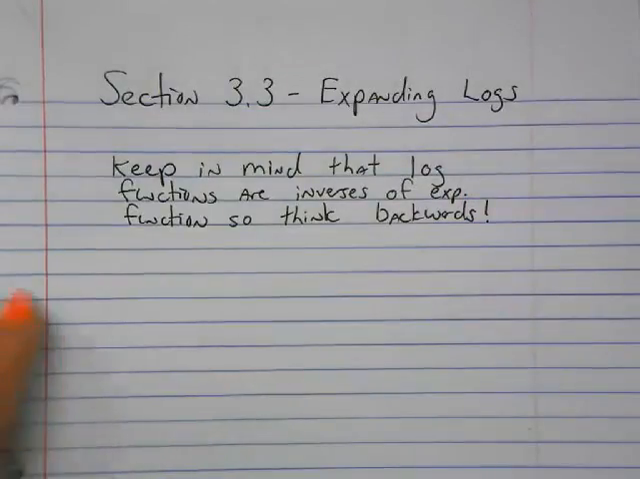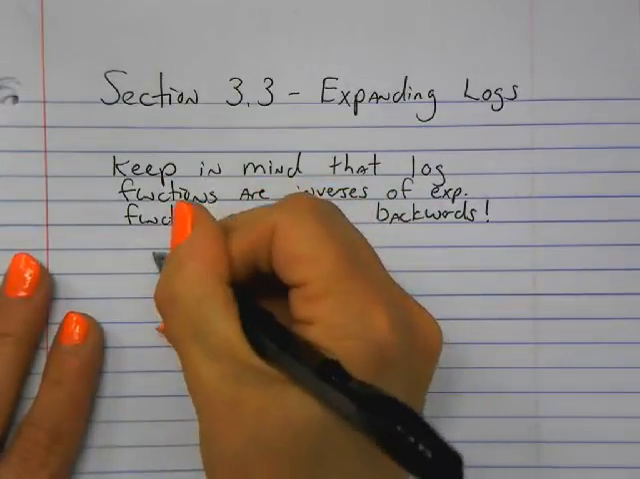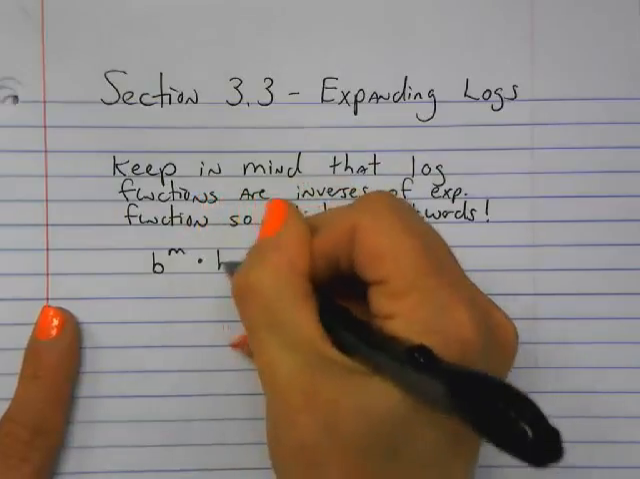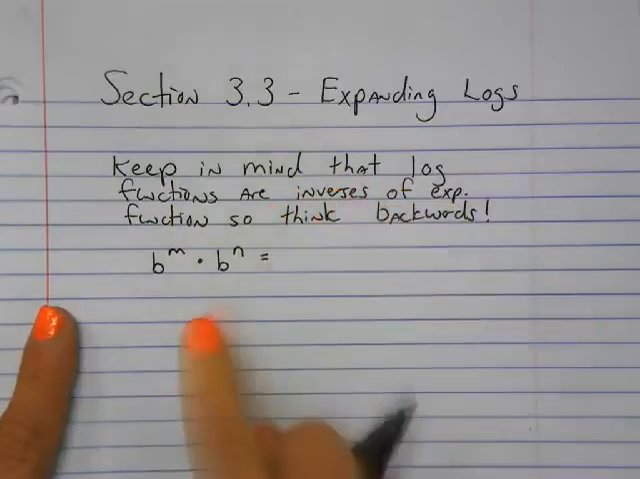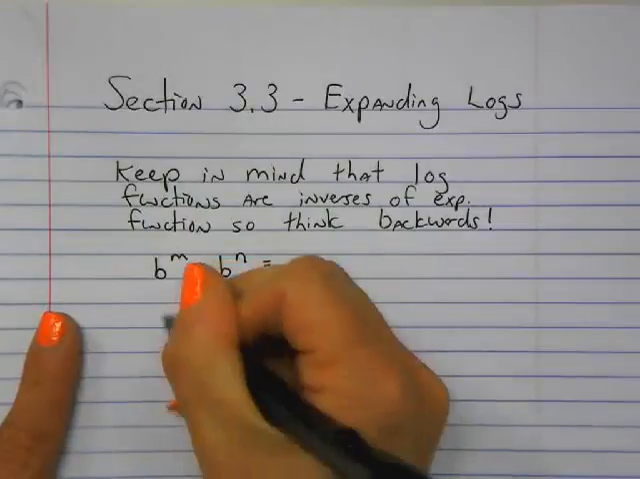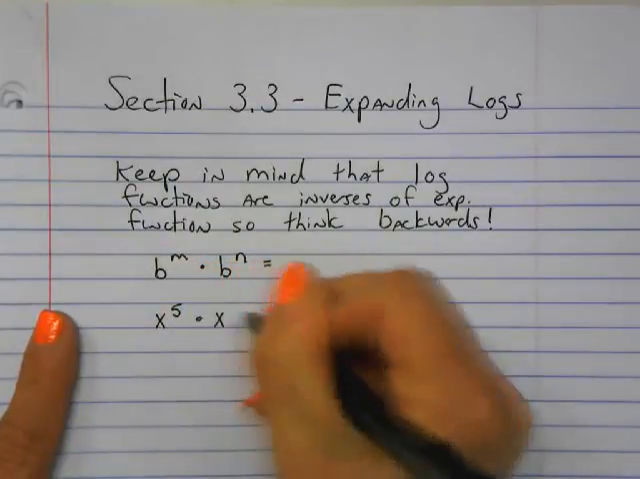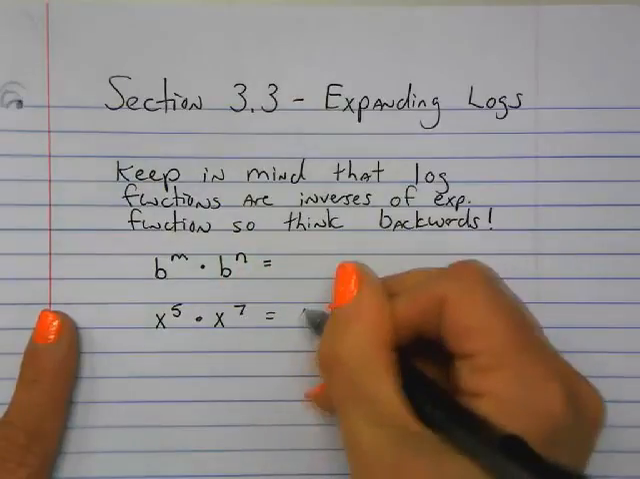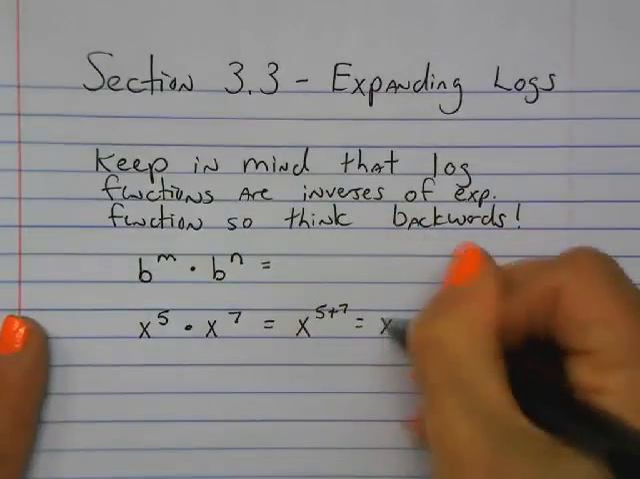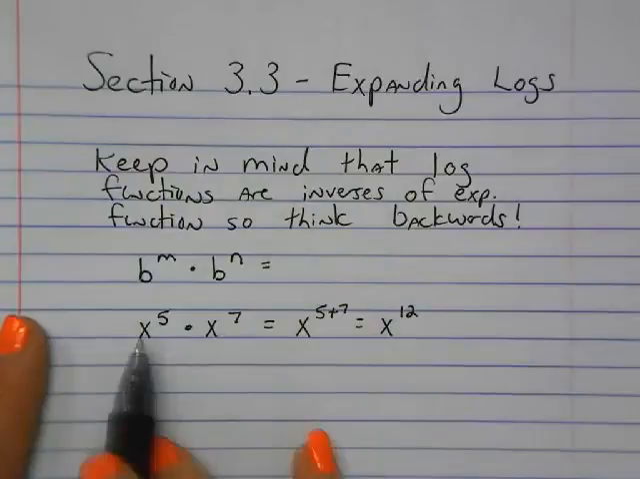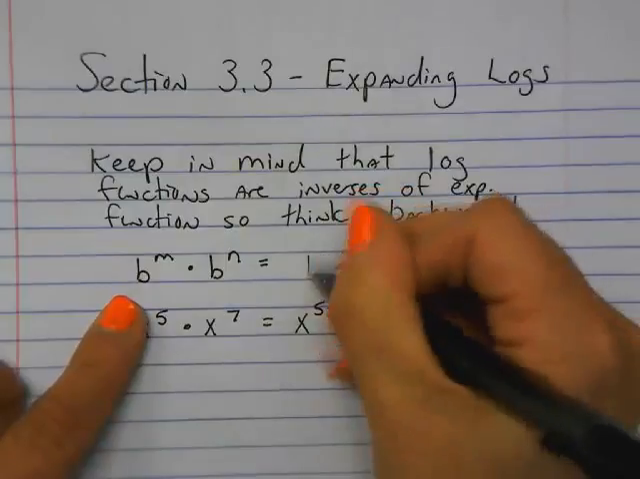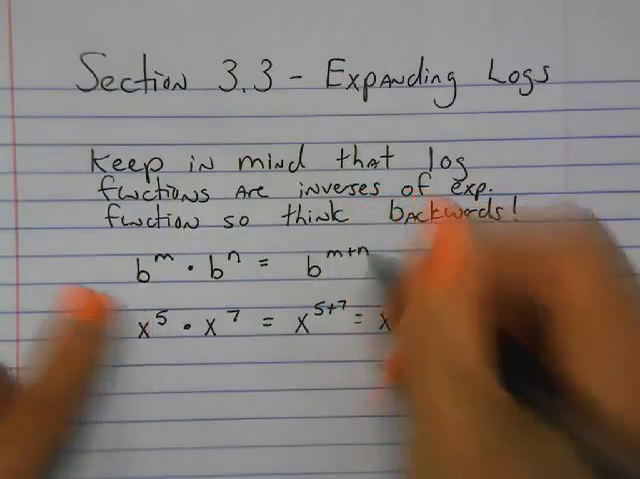Okay? So I'm going to go ahead and give you a couple of things. If we have base b to the m power times base b to the n power, what would you do with your exponents? Let me take you even further back. Let's say I have x to the 5th times x to the 7th. You would do 5 plus 7, and you would have x to the 12th power. So when you multiply bases, you add exponents. So in general, I would have b to the m plus n exponent.